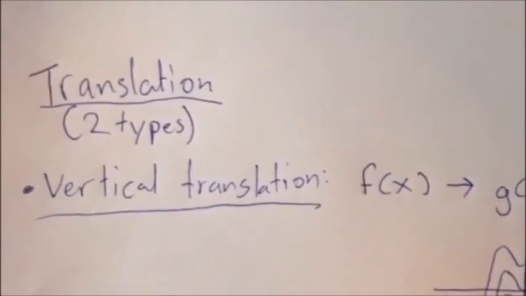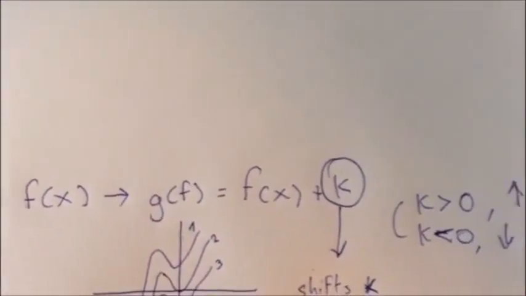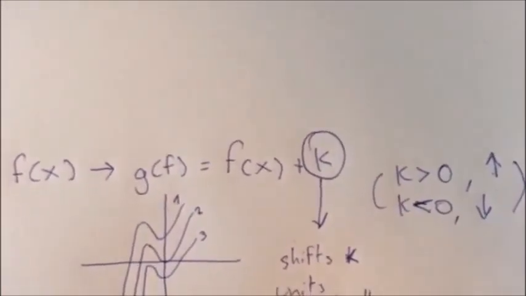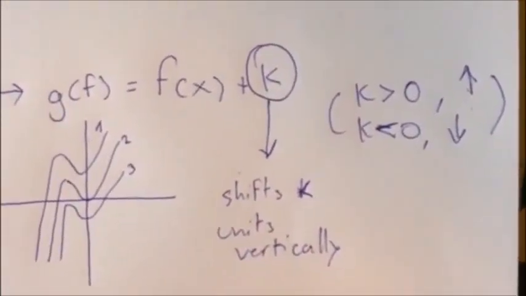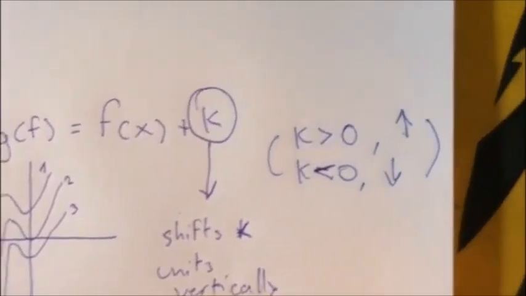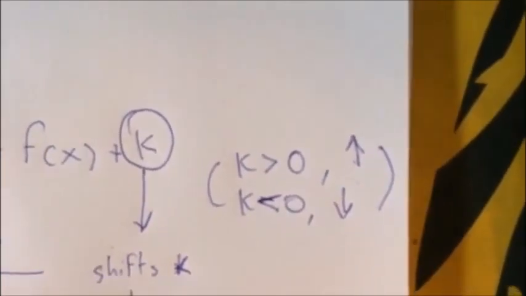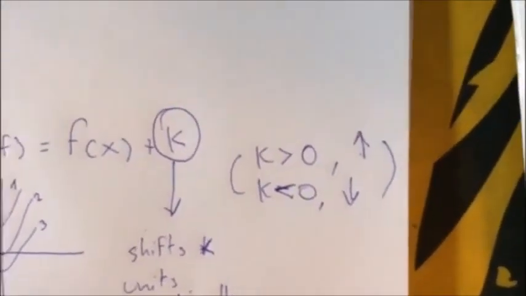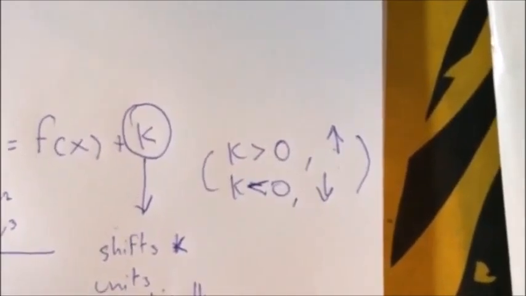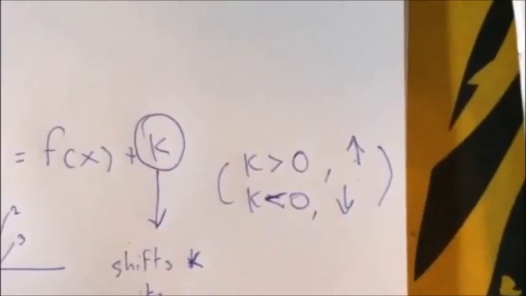Vertical translation. An example of vertical translation would be g of x equals f of x plus k. K means it will shift k units vertically. If k is greater than 0, the graph will go vertically up, and if k is less than 0, it will go vertically down.